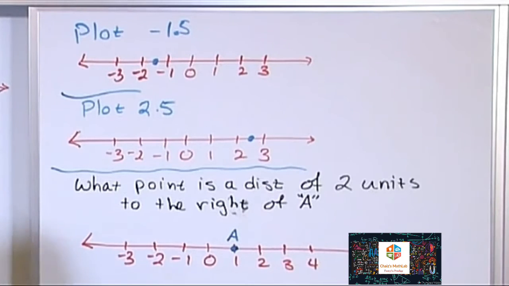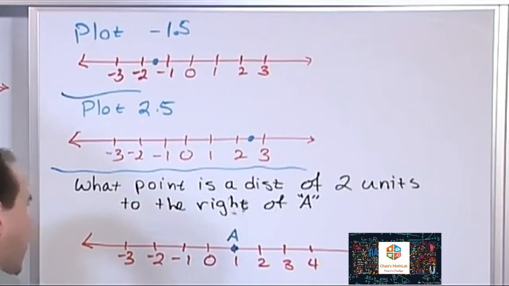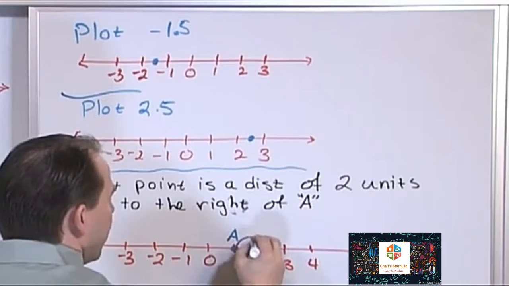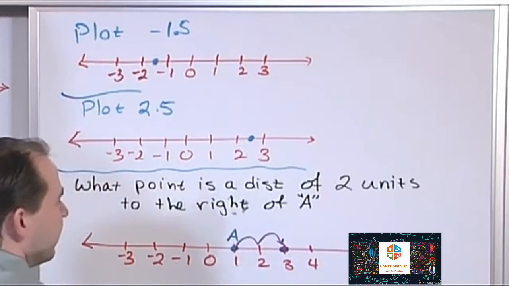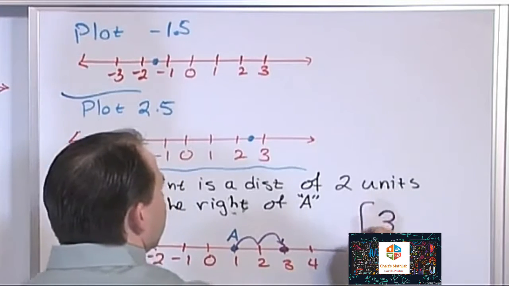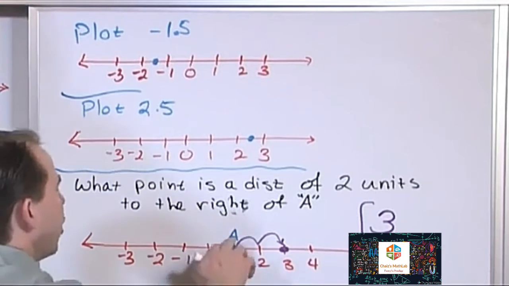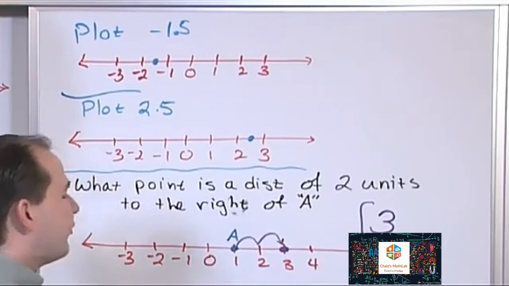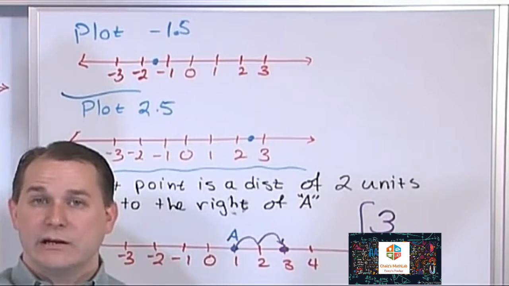So the question is, what point is a distance of 2 units to the right of A? The way you do this is you start at the point A and you count 2 units to the right, just like you would think. So starting at A, 1 point, 2 points. So the point that we're interested in is the number 3. And that should be the answer to the problem. So if you're given a problem that says, what point is a distance 2 units to the right of point A, you count over from your starting point however many units you have, and where you land is your number.